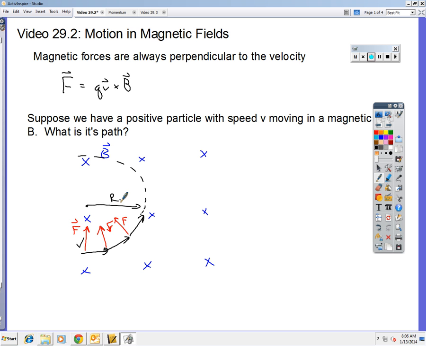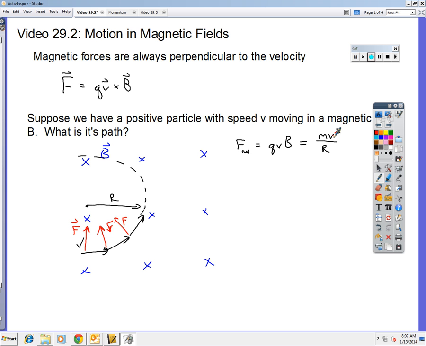So now let's see if we can predict what the radius of the path is. Now, the only force that acts on this proton is the magnetic force. And because the velocity is perpendicular to the magnetic field, the magnitude of that force is just QVB. Now, also because it's moving in a circle, we can say that the net force is equal to mv squared over r.